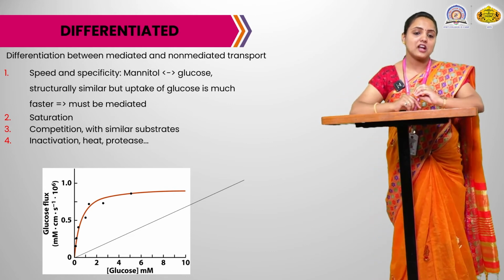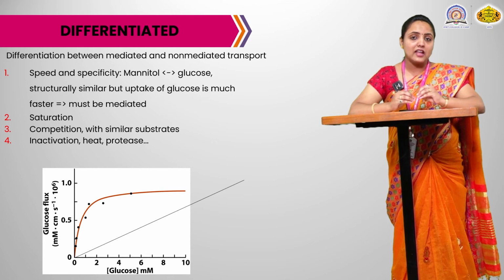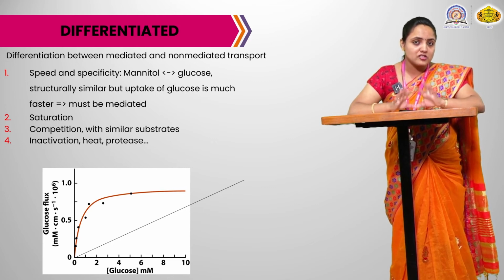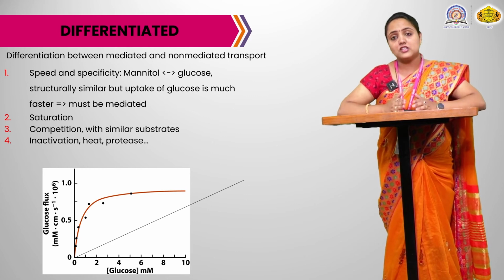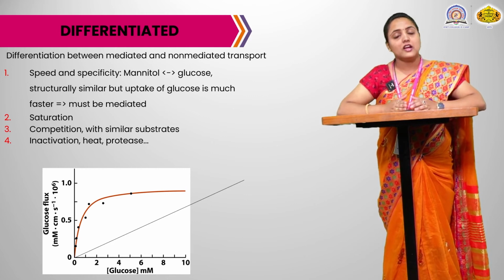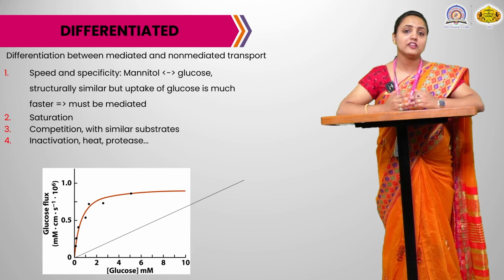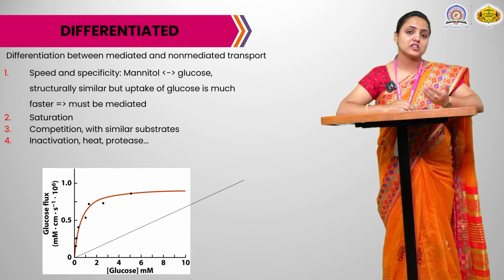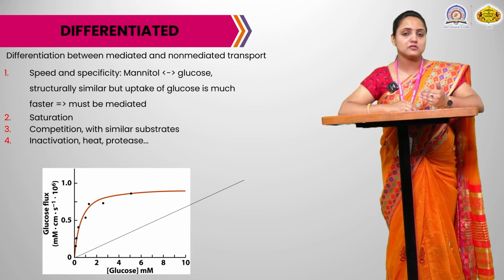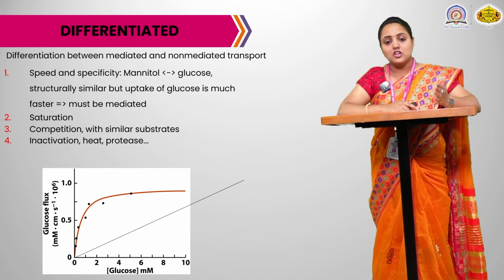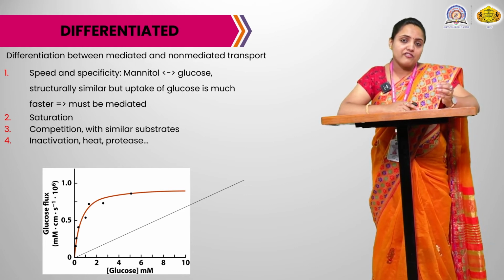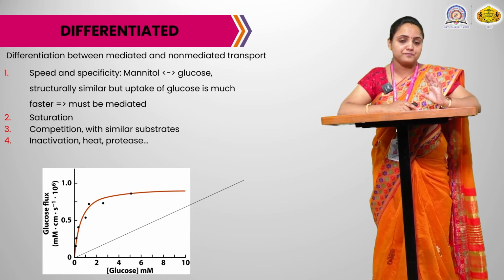Now you can see in the graph the Vmax is attained, and as soon as the substrate concentration is given, the Vmax is attained directly, because it is substrate specific, it has a carrier molecule, and it is very fast, that is 10 raised to 6 to 10 raised to 7 molecules per second that it is going to transport. So here Vmax is attained, so it is facilitated diffusion.